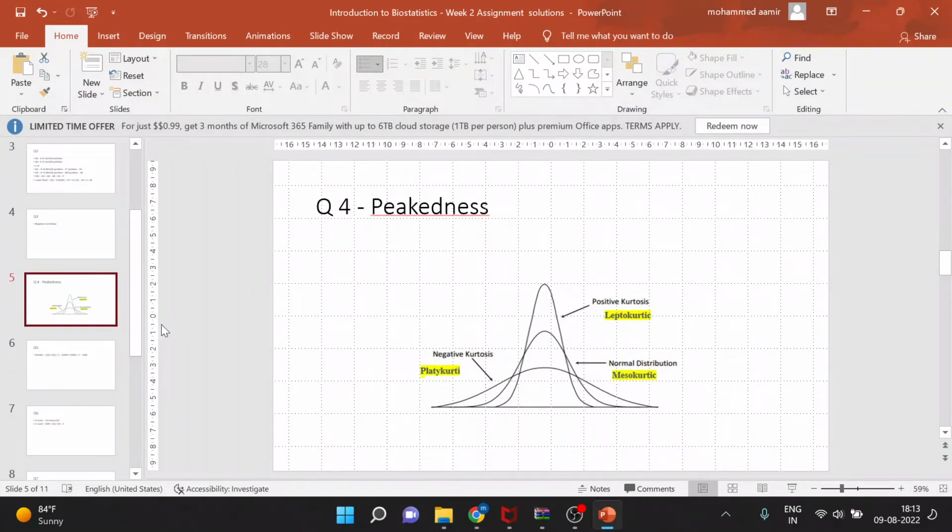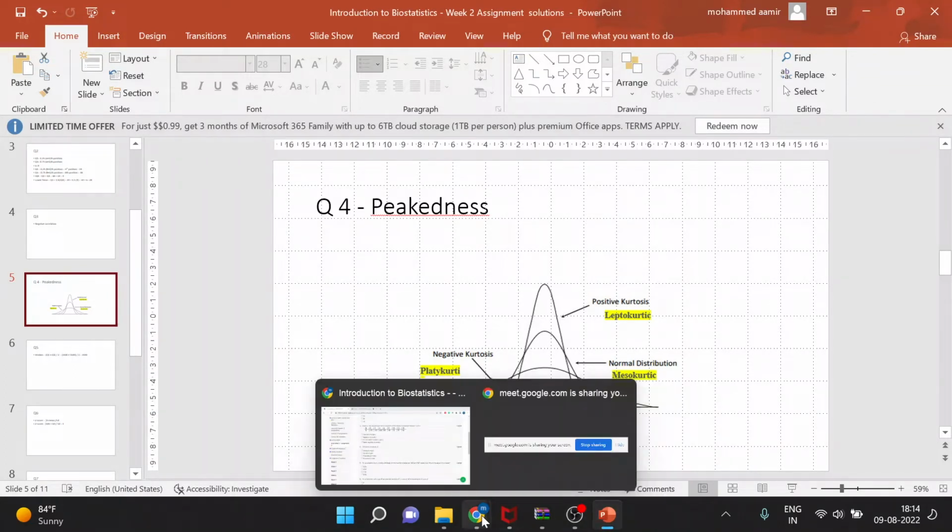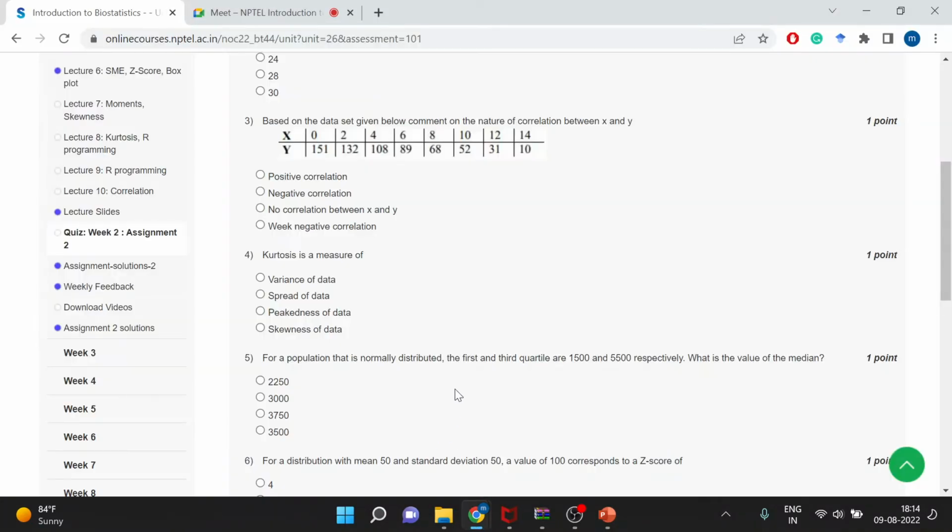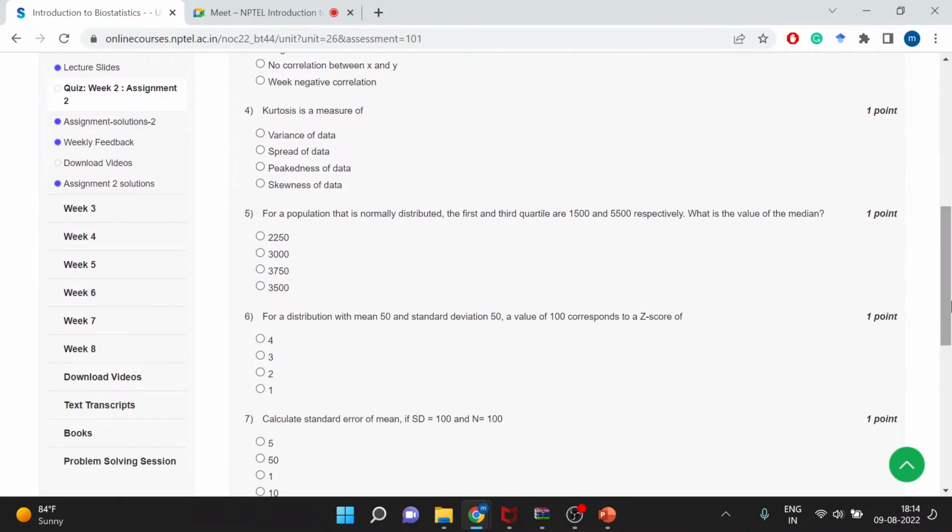Okay, great. We'll go to the next question, which is basically: for a population that is normally distributed, the first and third quartiles are 1500 and 5500. What is the value of the median? Can someone tell me how you arrived at the answer and what that answer is? It'll be great. Anyone? Please go ahead.